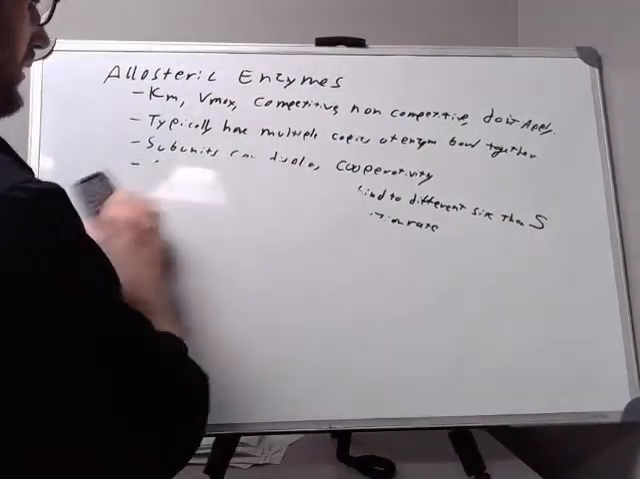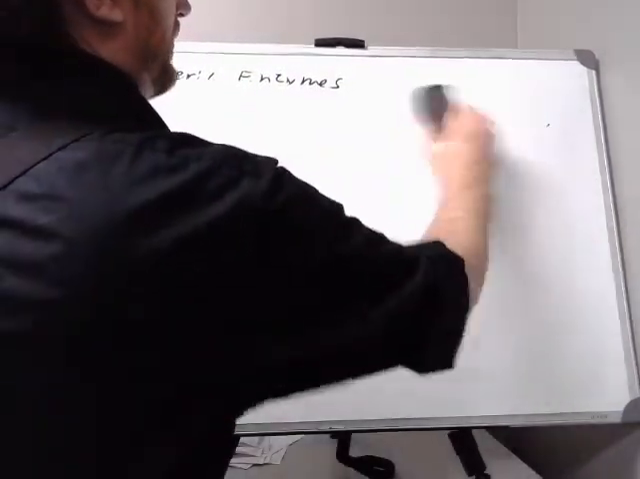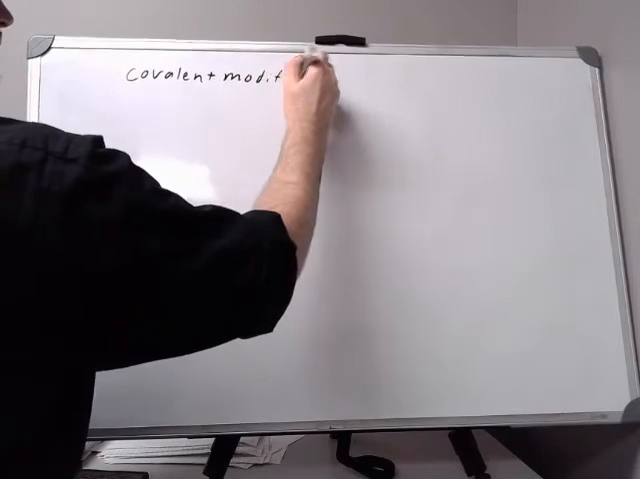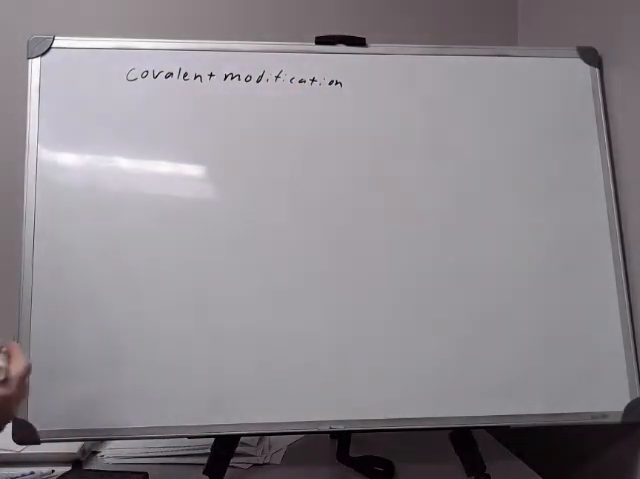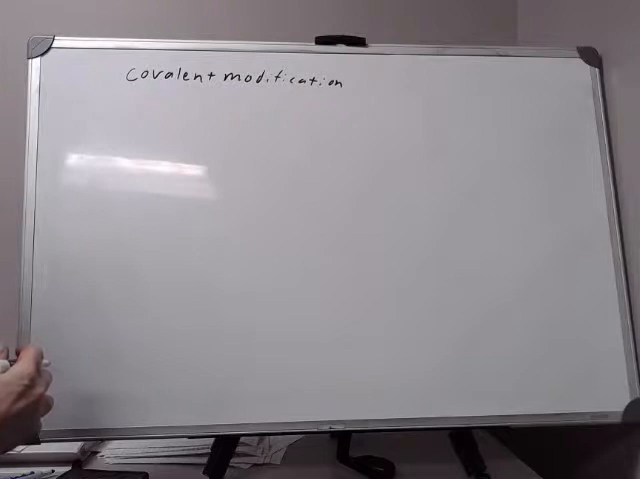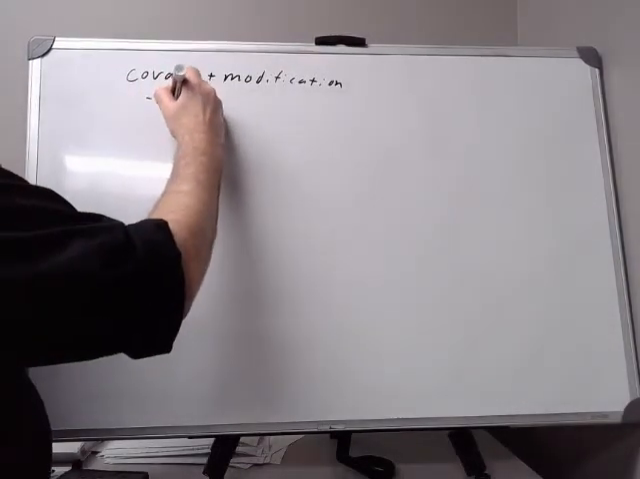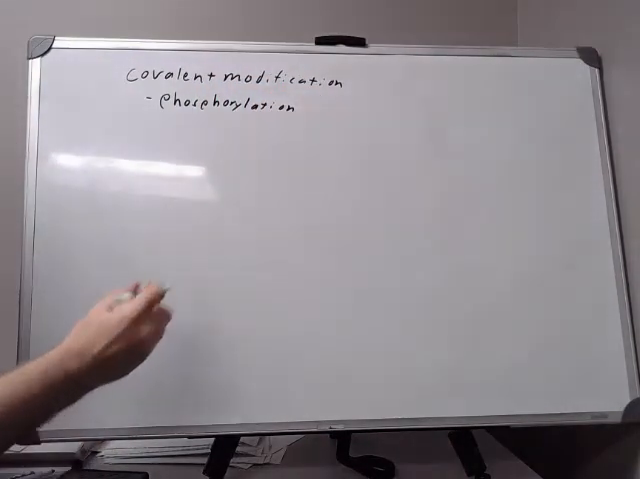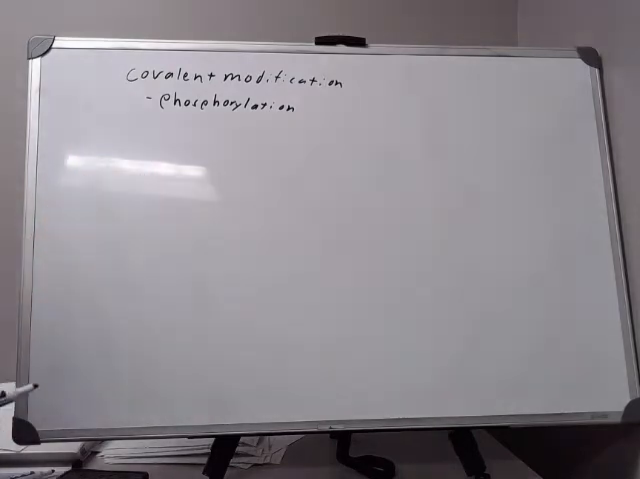So we'll discuss a couple other things that can change enzyme activity. One is covalent modification. In that, something can be covalently added to an enzyme or taken away from the enzyme in order to affect its activity. A common covalent modification is phosphorylation, in which a phosphate group is added to an enzyme, usually on a serine or a threonine. Sometimes other amino acids are phosphorylated as well.